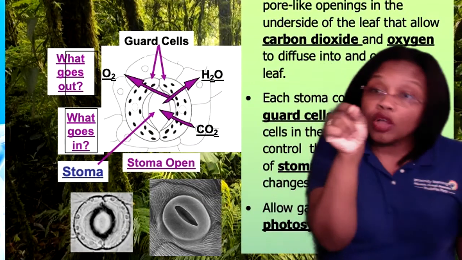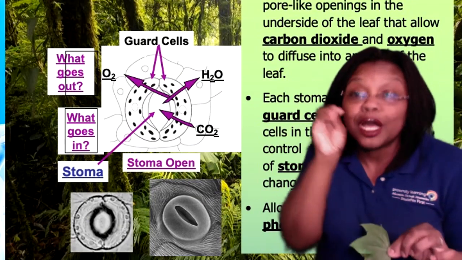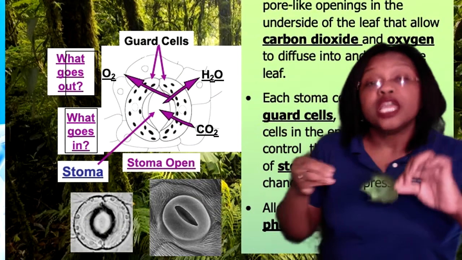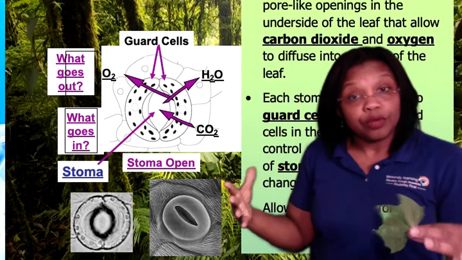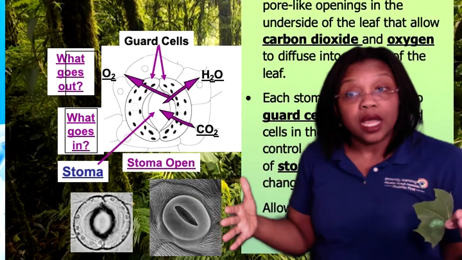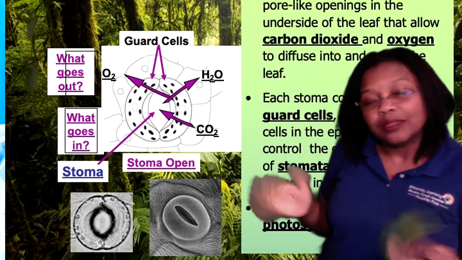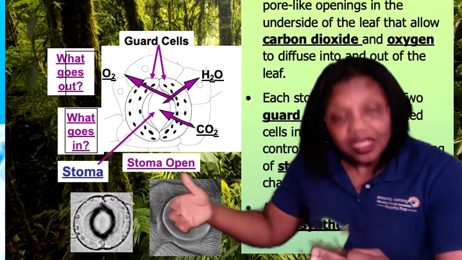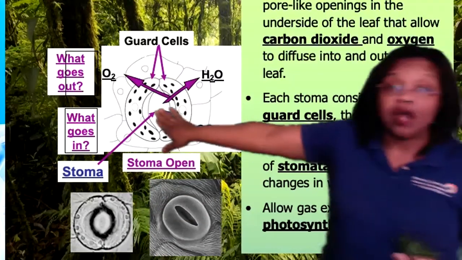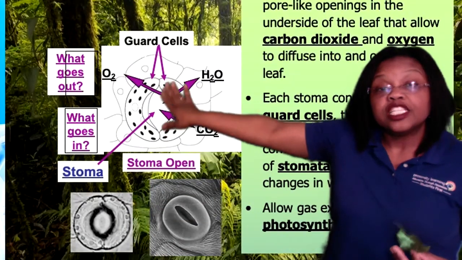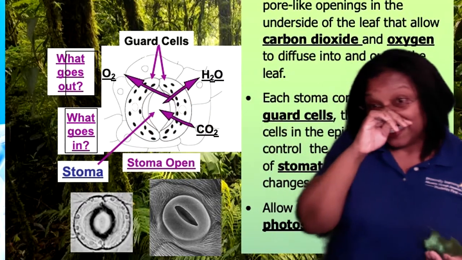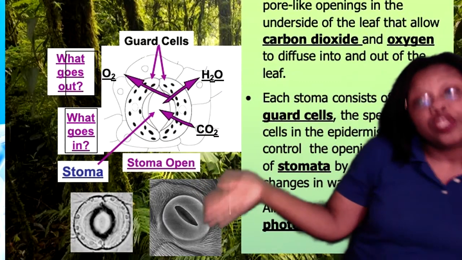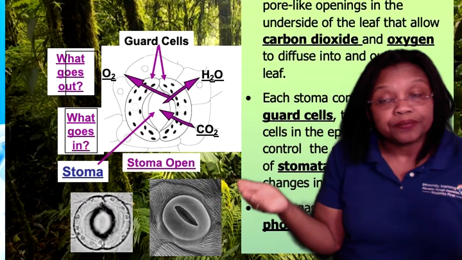So when the little guard cells open up, when the little kissy mouth opens up, the stomata is exposed, it will release water, release oxygen, and it will take in carbon dioxide. The guard cells regulate the rate at which it's going to open and close, how long it stays open, when it shuts, and things like that.